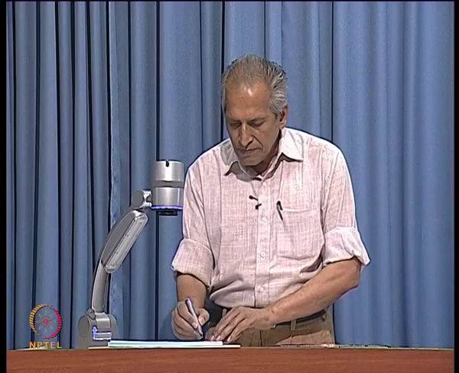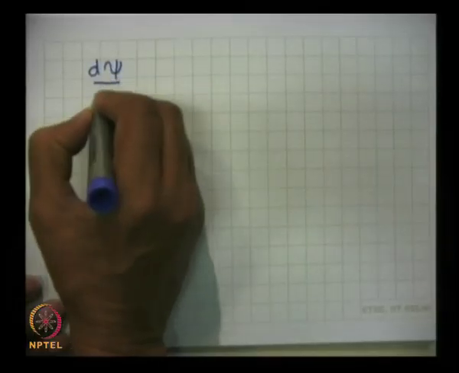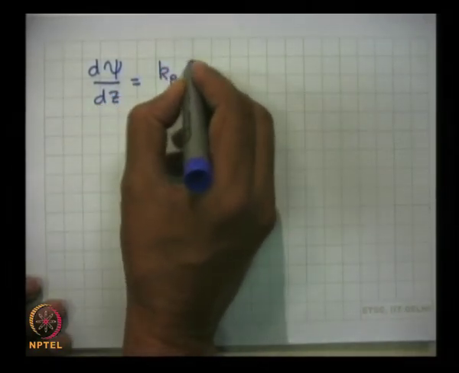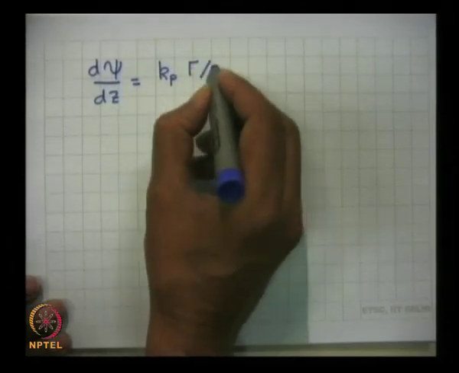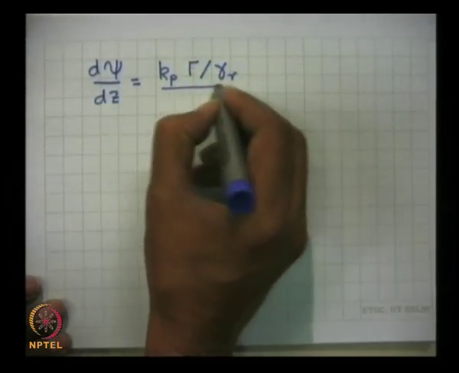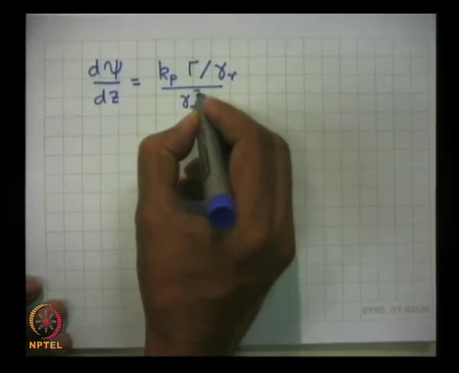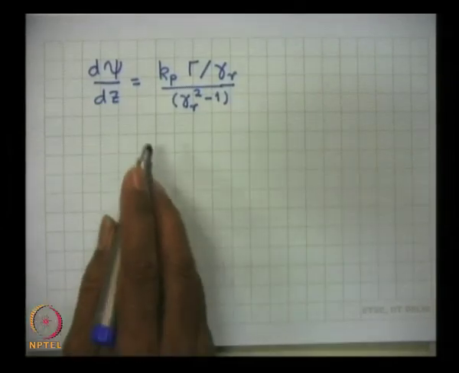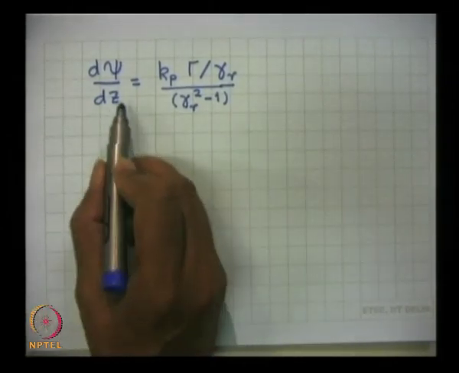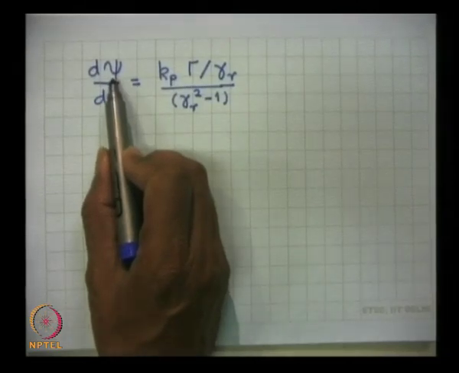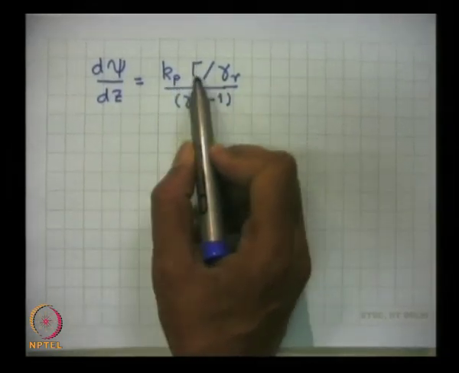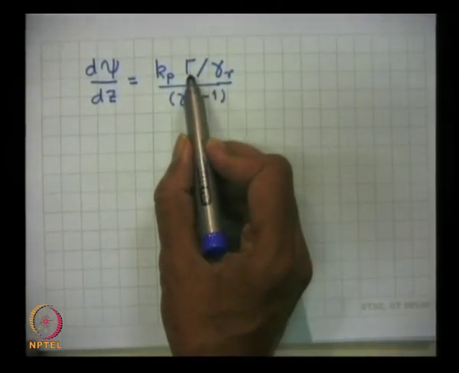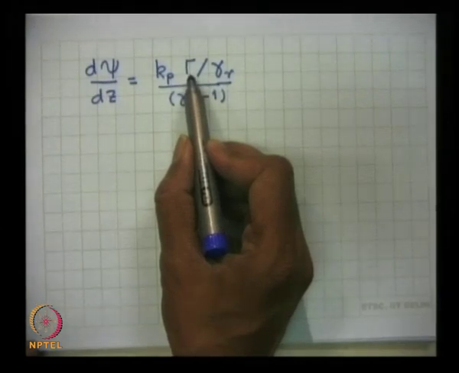It turns out to be d psi by dz is equal to kp into delta gamma upon gamma r divided by gamma r square minus 1. This is the equation governing the evolution of the phase of the ponderomotive force as seen by the moving electron, and it is proportional to delta gamma, the difference in normalized energy of the electron from resonant energy gamma r.